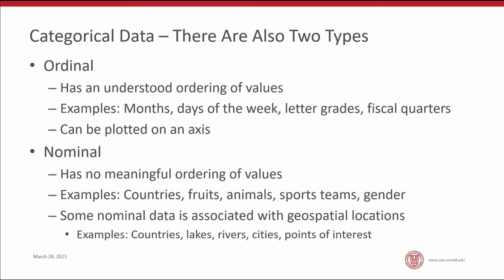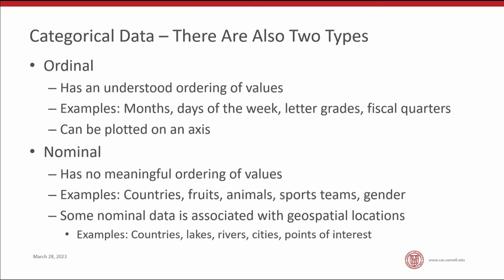And I have examples there of countries and fruits and animals. If you're plotting things, if you're listing things alphabetically, then aardvark comes first before bear. But it doesn't mean that an aardvark is a better thing or a more important thing than a bear. So it's important that you not try to display nominal data in an ordered fashion as if it was ordinal, because you'll be giving it meaning that it doesn't actually have.